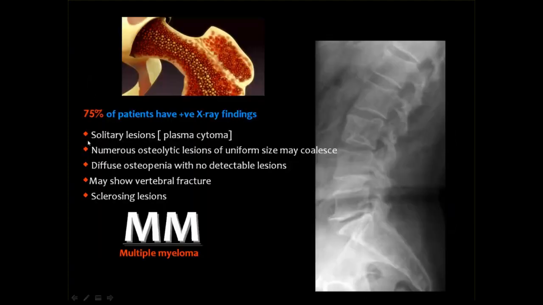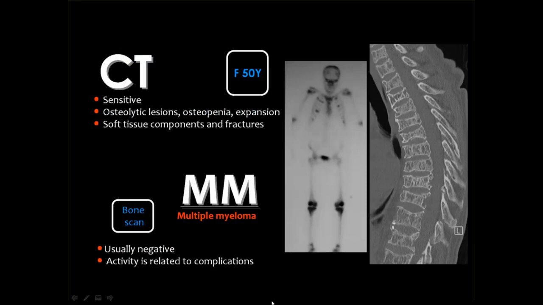Then 75% of patients with myeloma may have positive X-ray finding in the form of solitary osteolytic lesion, which is known as the plasmacytoma, multiple osteolytic lesions of uniform size, diffuse decreased bone density without detectable lesions, vertebral fracture or collapse, and the sclerosing lesions, which is the rarest to be seen in the clinical practice.